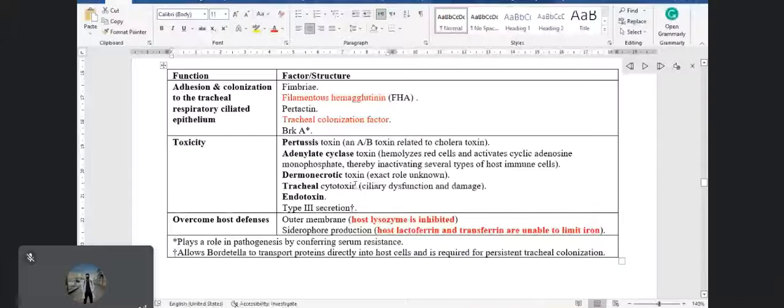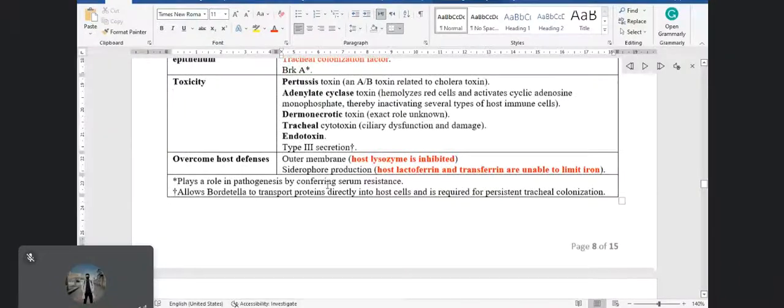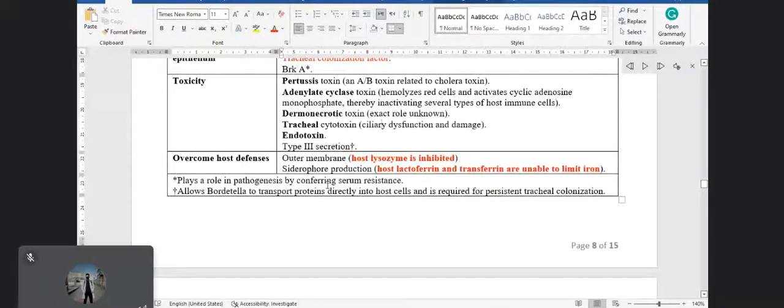Some are cytotoxic, and some cause attraction of lymphocytes, but in general it damages the ciliated cells of the trachea, inducing paralysis. This is the major function of this bacteria. By itself it does not cause pneumonia, it only causes paralysis of the cilia. How does it overcome the host defenses? By host lysosomal inhibition and siderophore production, so that host lactoferrin and transferrin are unable to limit iron.